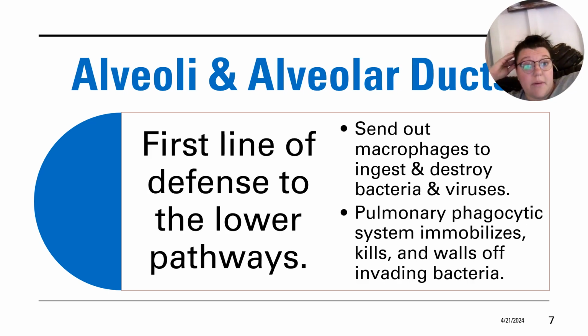And last, we're going to talk about our alveoli and alveolar ducts. These are actually the first line of defense to the lower pathways. These will send out macrophages to ingest and destroy bacteria and viruses. The pulmonary phagocytic system actually immobilizes, kills, and walls off those invading bacteria cells.